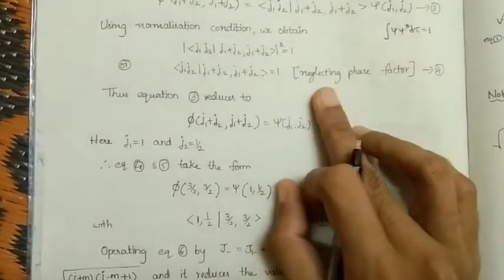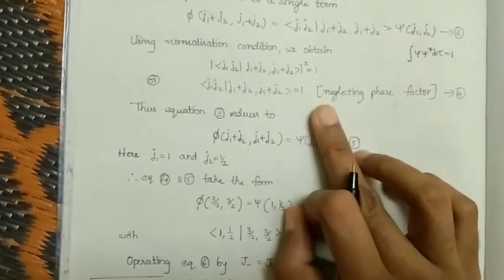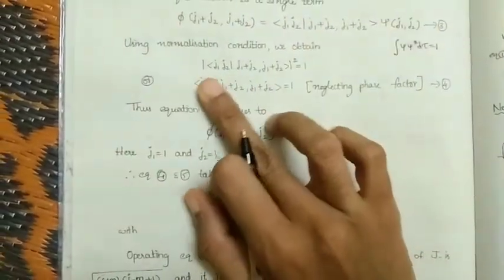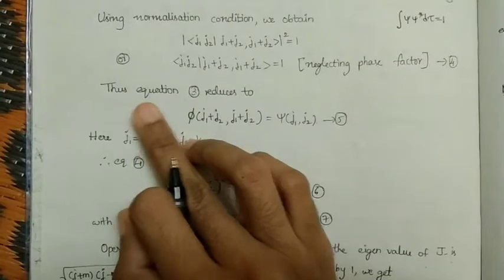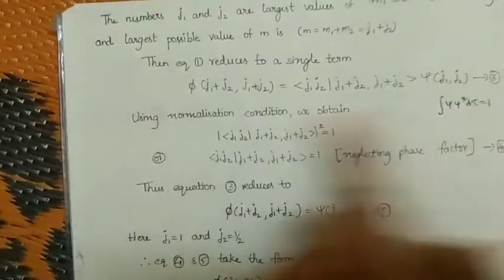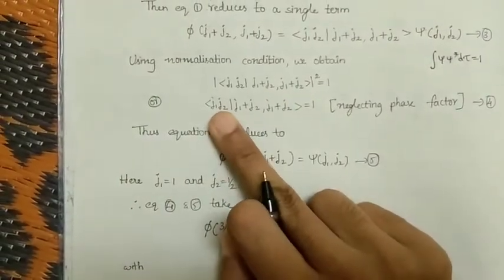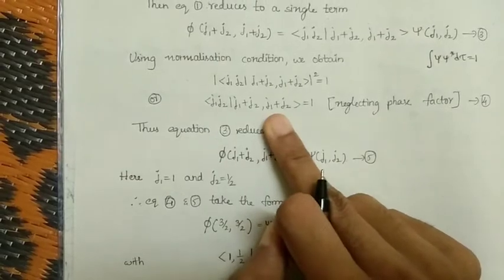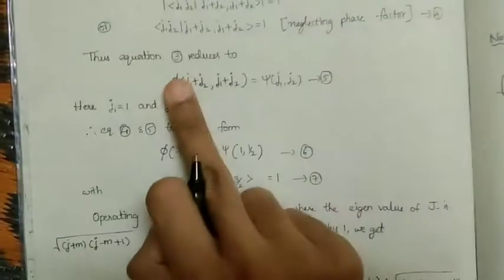Here we need to neglect the phase factor, that is e power i theta, that we would be having. So we are just neglecting this phase factor. If we neglect that, we would have this entire term equal to 1. And thus equation 3 reduces to this equation. As we have found this term, the bra j1 j2 and ket j1 plus j2, equals 1. If we substitute here, this equation would become this. In the place of this term we would have 1.